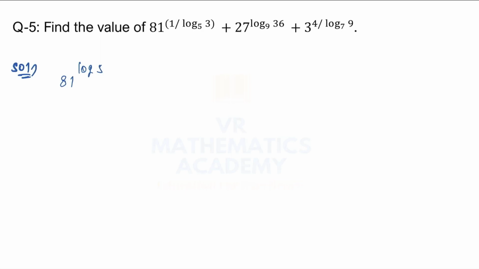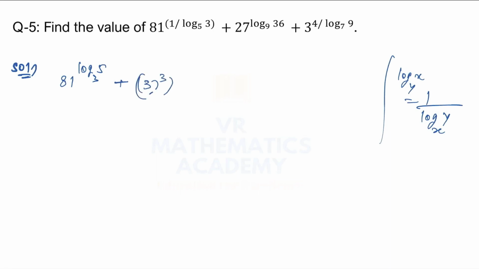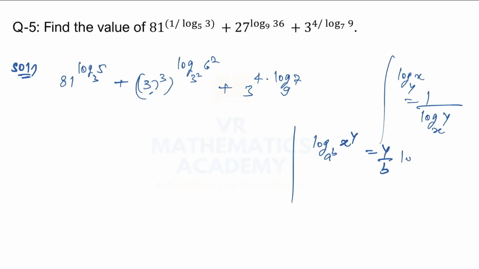So we will write it as log 5 base 3, by using the property that log of x base y can be written as 1 over log of y base x. Plus 27 can be written as 3 raised to the power 3, and log of 36 base 9 can be written as 3 square and 6 square, plus 3 power 4 multiplied by log 7 base 9. Now we will apply the property: log of a raised to the power b, x raised to the power y, will be equal to y over b log of x base a.